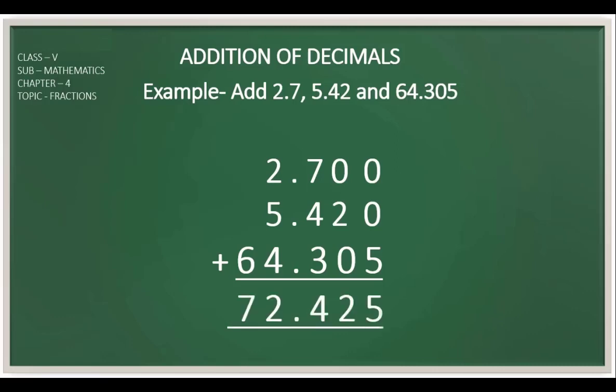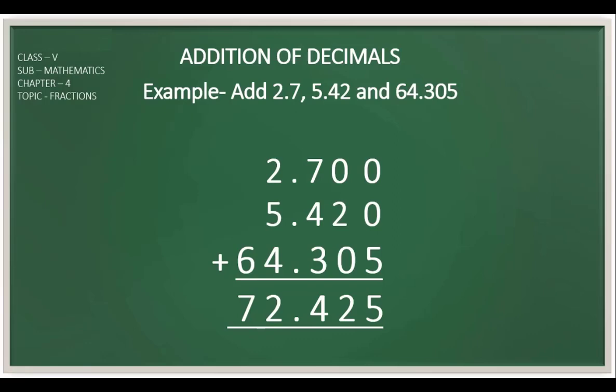0 plus 0 plus 5 gives us 5. 0 plus 2 plus 0 gives us 2. 7 plus 4 plus 3 gives us 14. So I have written 4 here, and just like we add the whole numbers, the carry goes on to the next column. Therefore, 2 plus 5 plus 4 plus 1 carry gives us 12. Again, we'll write 2 here and 1 carry will go to the next column. Therefore, 6 plus 1 carry will become 7. And thus, our answer will be 72.425.